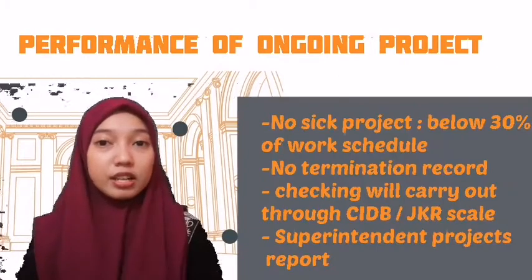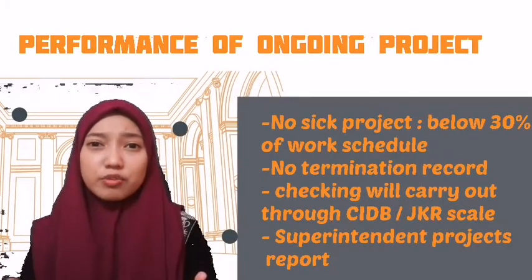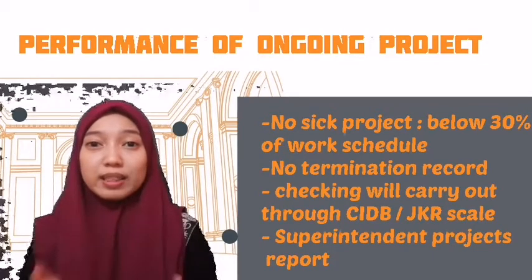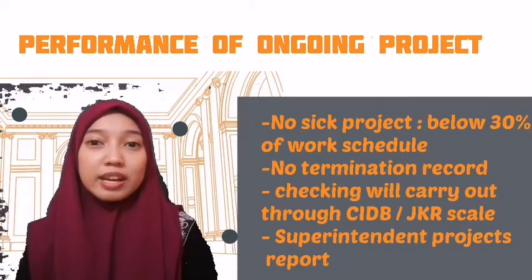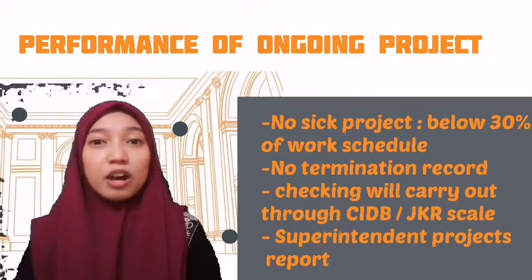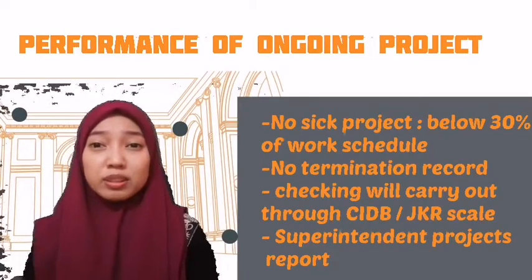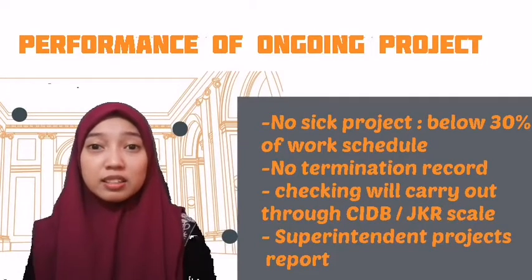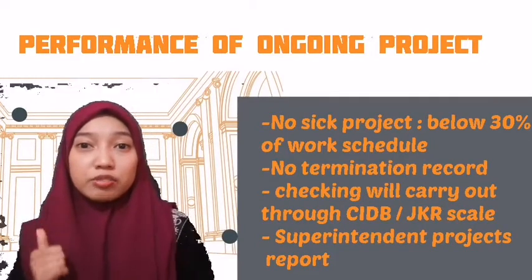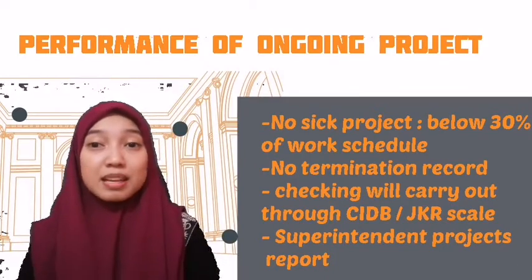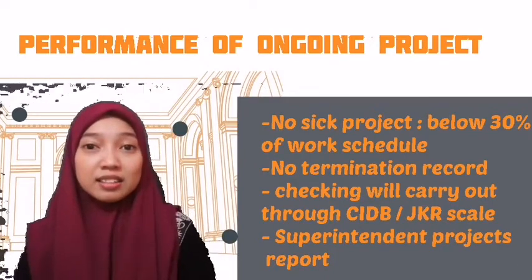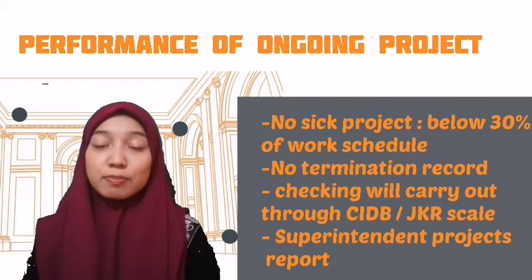Besides financial evaluation, the performance of current work or ongoing projects is also evaluated, with criteria such as evaluation made on ongoing projects handled by the submitted tenderers. The ongoing project progress should not be below 30% of the work schedule, with no termination record, and the evaluation will be based on the score determined by the CIDB or GKR scale. And lastly is the superintendent's project report.